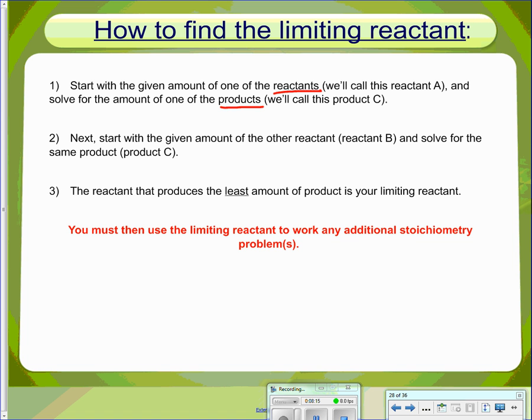Next, start with the given amount of the other reactant and solve for the same product. Make sure it's the same exact product. The reactant that produces the least amount of product is your limiting reactant. So very important that you understand whichever one produces the least is your limiting reactant. You must then use the limiting reactant to work out any additional stoichiometry problems.